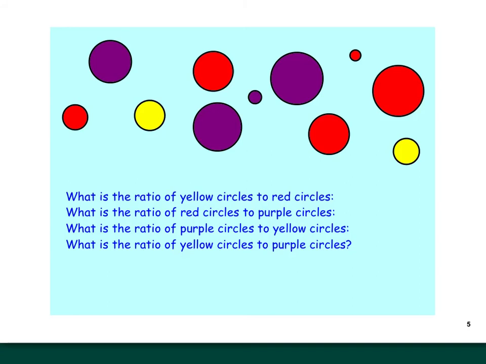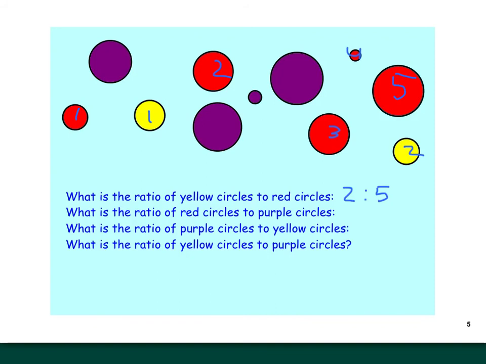For letter A, it says, what is the ratio of yellow circles to red circles? Well, I know that my number of yellow circles should come first. So I had 1, 2. So I'm first going to have the number 2. And then I'm going to have red circles, which is 1, 2, 3, 4, 5. So 2 to 5. Notice I'm only not writing it in fraction form because I don't have a lot of room here. Again, you have the option of any of the 3 methods.